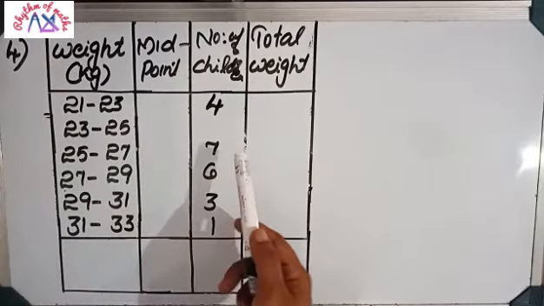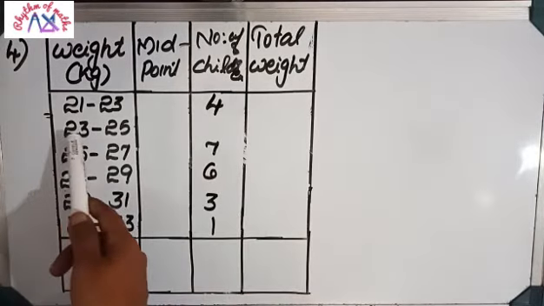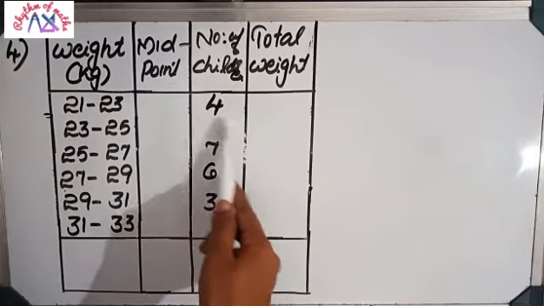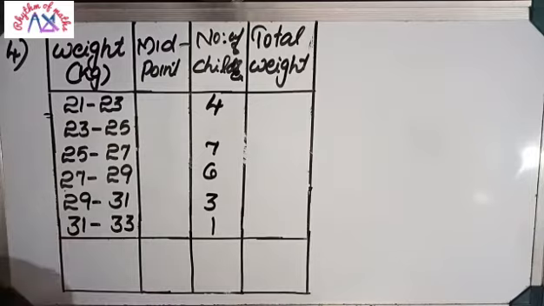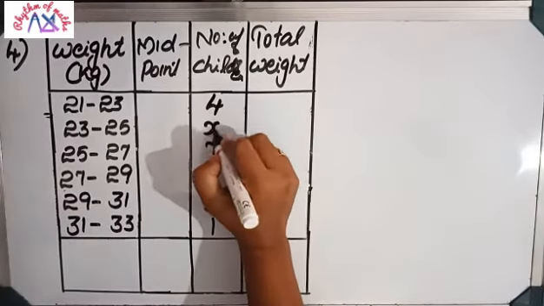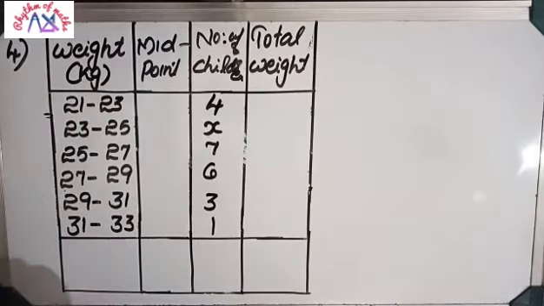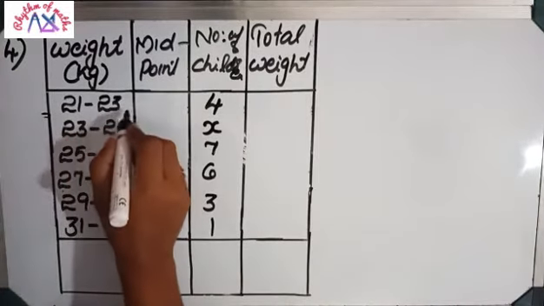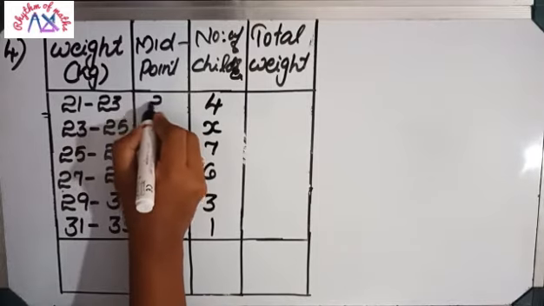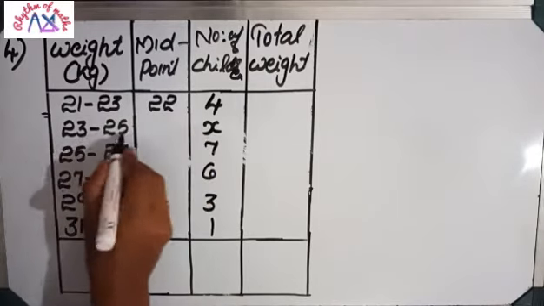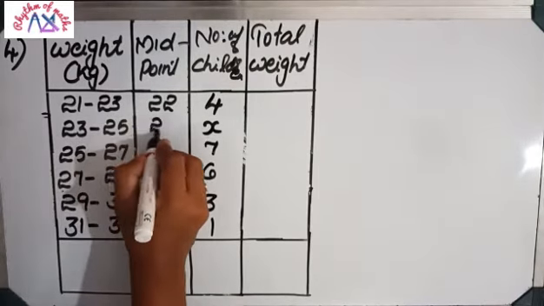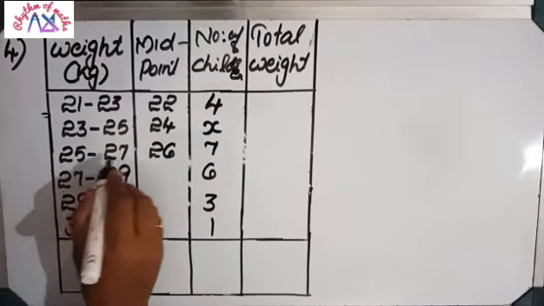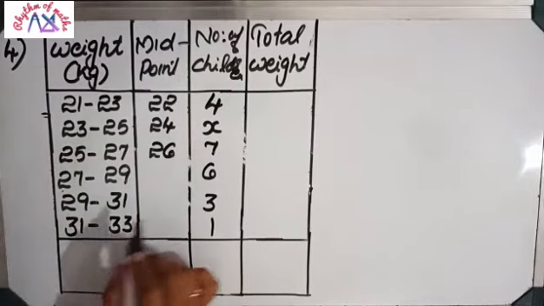The question is how many children have weight in between 23 and 25. So this number we need to find. Let's consider that number as x and do the same procedure. First find the midpoints. For 21 to 23, the midpoint is 22. For 23 to 25, 24 is the midpoint. Next, 25 to 27, 26 is the mid number.